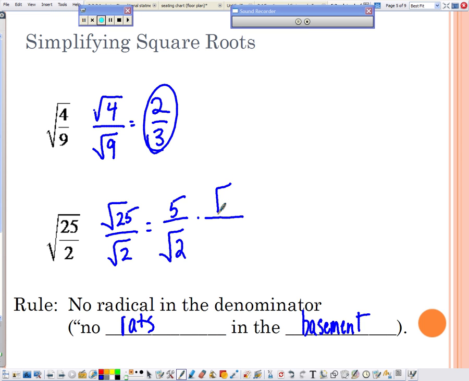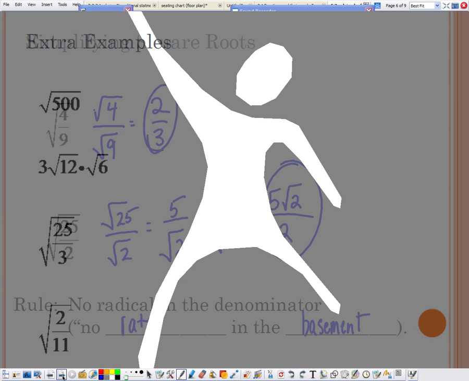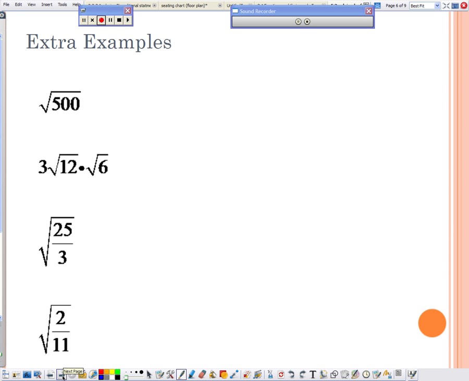So we're going to multiply by square root of 2 over 2, which is just a form of 1. Okay, so 5 times the square root of 2 is 5 square root of 2. Square root of 2 times the square root of 2 would give us the square root of 4. But remember, the square root of 4 is 2. Okay. One thing to keep in mind is you will need to simplify those, should you be able to simplify those numbers. Okay. All right. Next example.